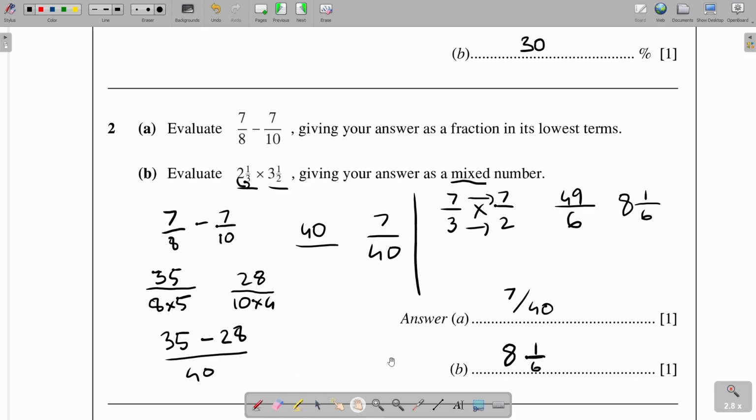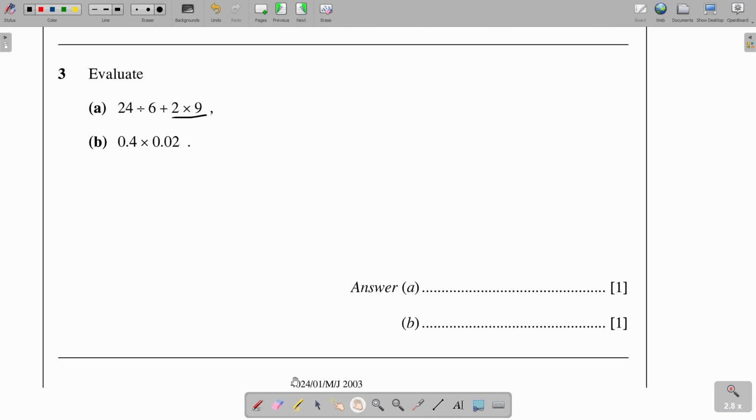Cool. And let's also do part 3, or rather question number 3. So that is 24 divided by 6 plus 2 into 9. So for this, we follow the method of PEMDAS, which is parentheses. People also use BODMAS, which is the same thing. This is just a different way of saying it.